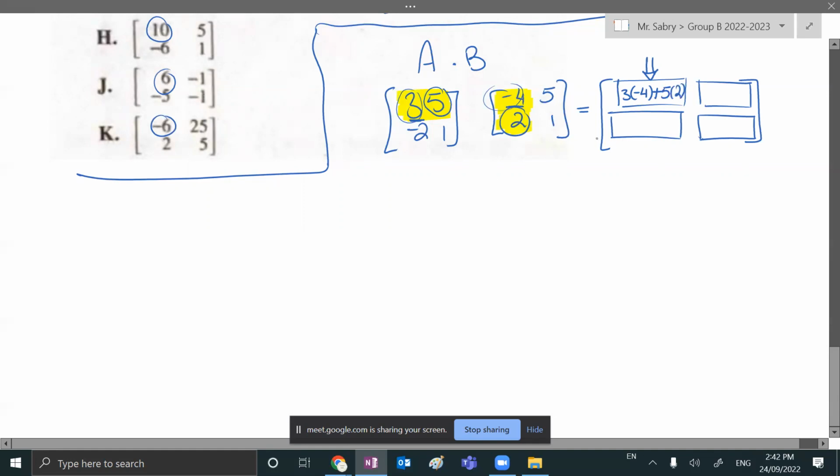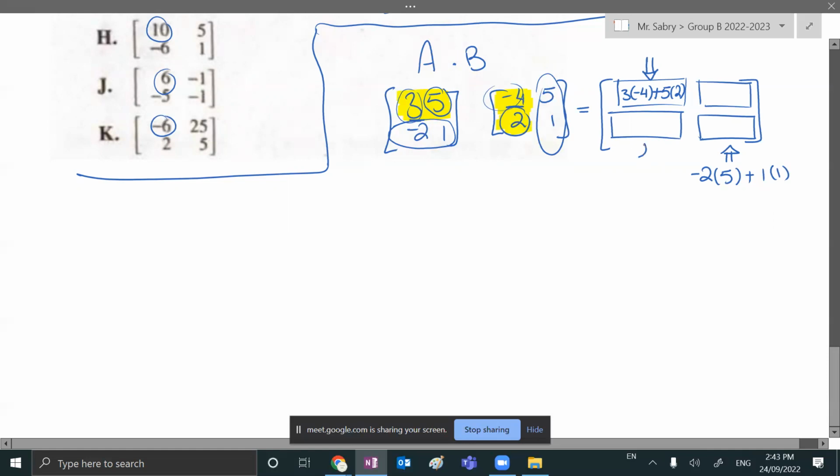The whole total of this thing should be just one number, and it's put up left. If, for example, I'd like to find this term here, the lower right, then I should take the lower row with the right column here. I should go negative 2 multiplied by 5 plus 1 multiplied by 1.